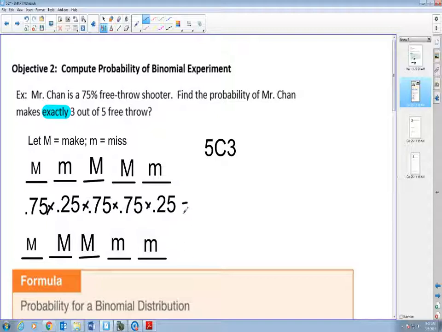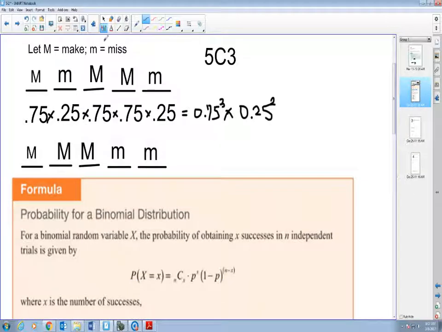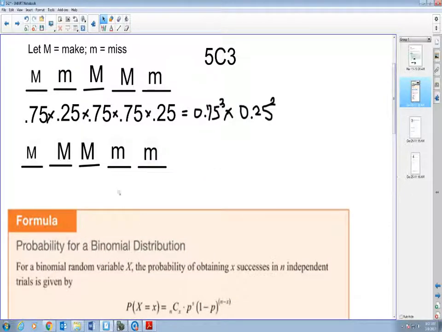So that's the same thing as saying 0.75 times itself 3 times, times 0.25 times itself 2 times. Now, what happens if I go with a different way of making the 3 shots?